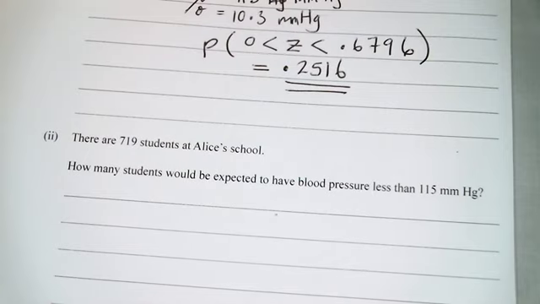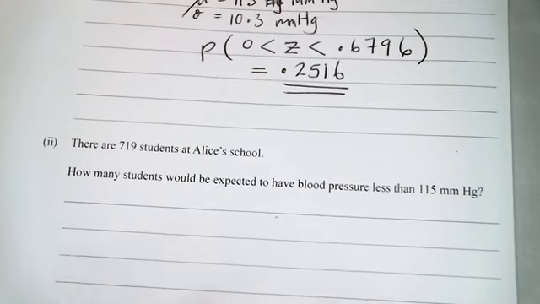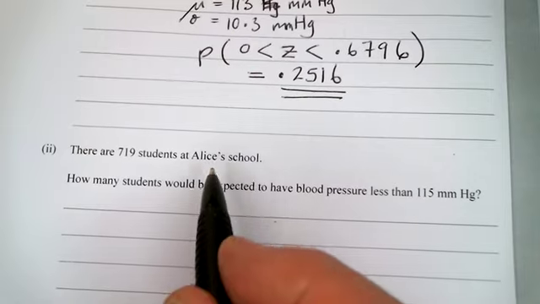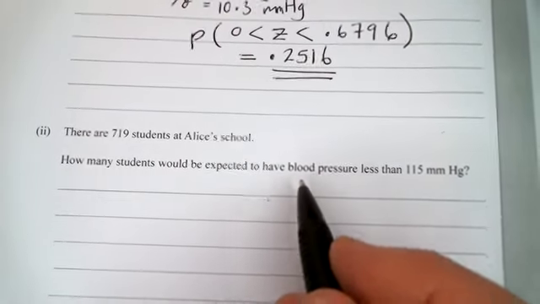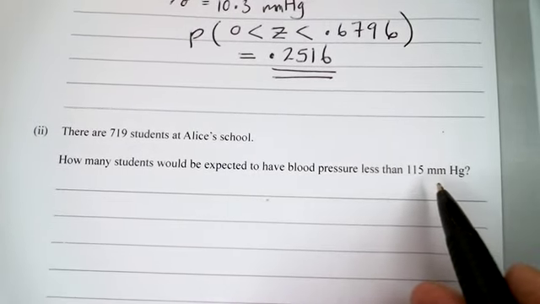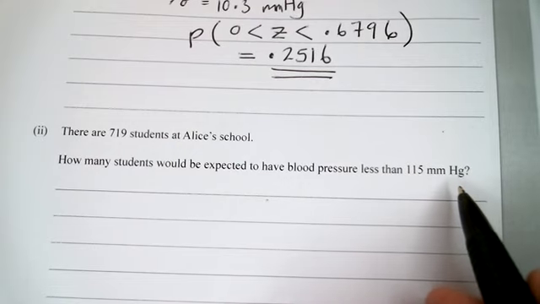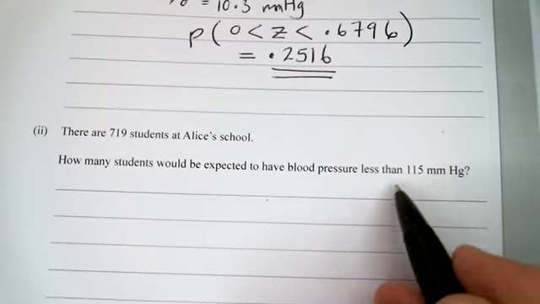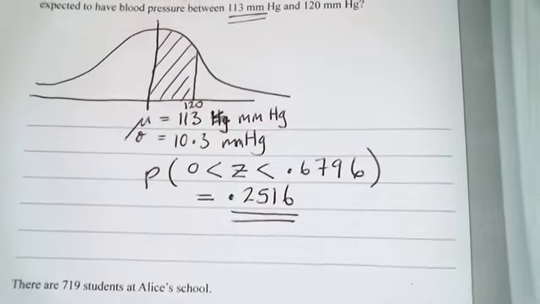All right, let's have a look at part 2. It says there are 719 students in Alice's school. How many students would we expect to have blood pressures of less than 150 milligrams of mercury? Sorry, millimeters of mercury. Okay, so let's see how that would play out.